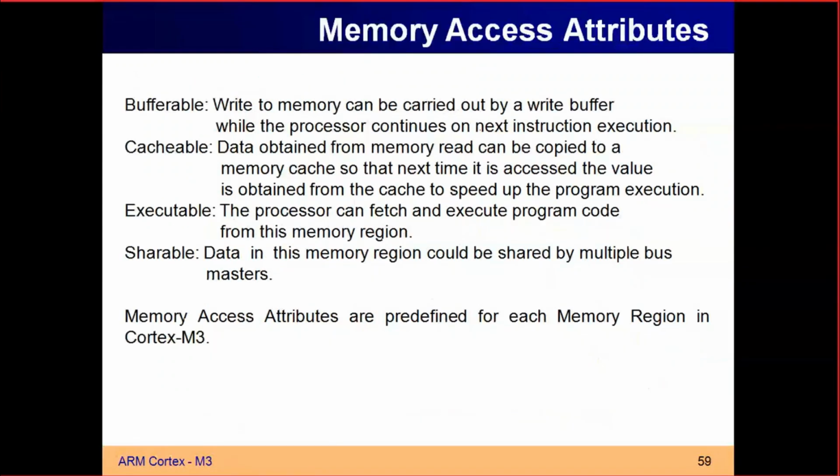Then these are known as the memory access attributes. So what do you mean by memory access attributes? To certain memory locations, there are certain attributes associated with it. Say for example, bufferable. When do we tell that a particular location is bufferable?